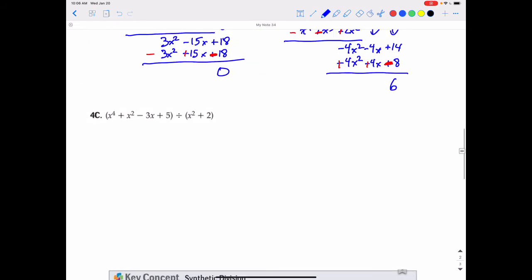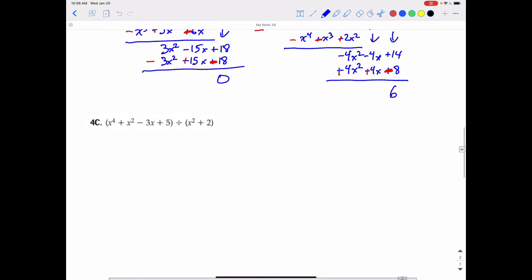Let's do another one to show you one issue you might run across. So when I write this out, and there it is. Identify my key term, and that's the x squared. So x squared goes to the x to the 4th, because x squared times x squared is x to the 4th. Also take x squared times 2, and that would be positive 2x squared. Change the signs to subtract the algebra way.